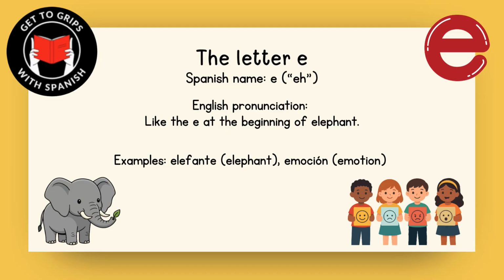The letter E is called E in Spanish. The English pronunciation is just like the E at the beginning of the word elephant. Examples are elefante, meaning elephant, and emoción, meaning emotion. So we have the letter E for elefante and emoción.